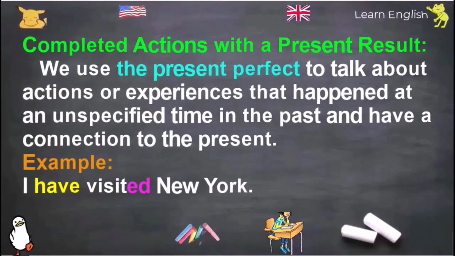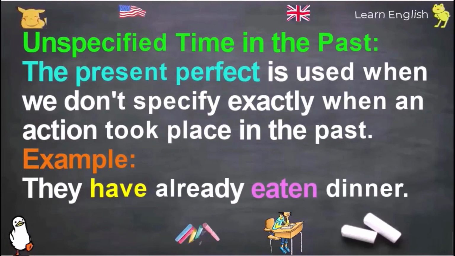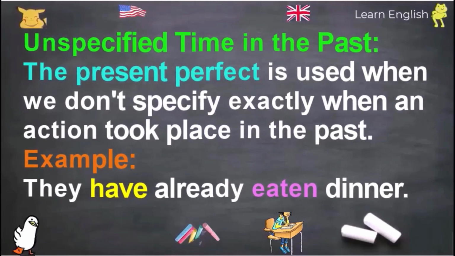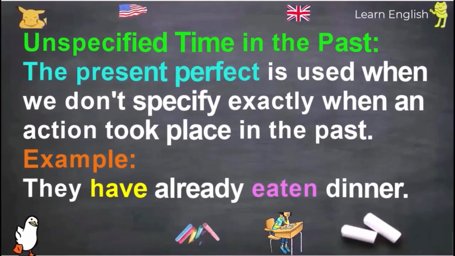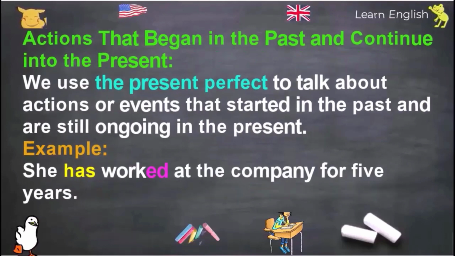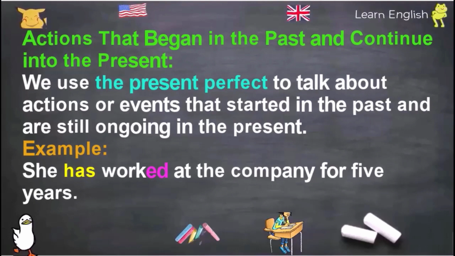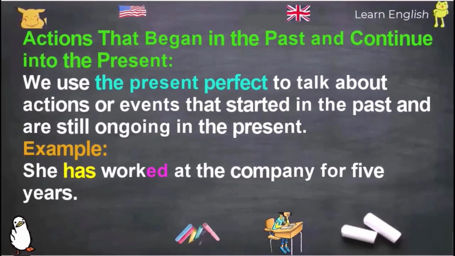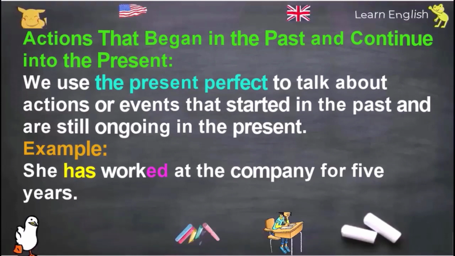Example: I have visited New York. Unspecified time in the past. The present perfect is used when we don't specify exactly when an action took place in the past. Example: They have already eaten dinner. Actions that began in the past and continue into the present. We use the present perfect to talk about actions or events that started in the past and are still ongoing in the present. Example: She has worked at the company for 5 years.